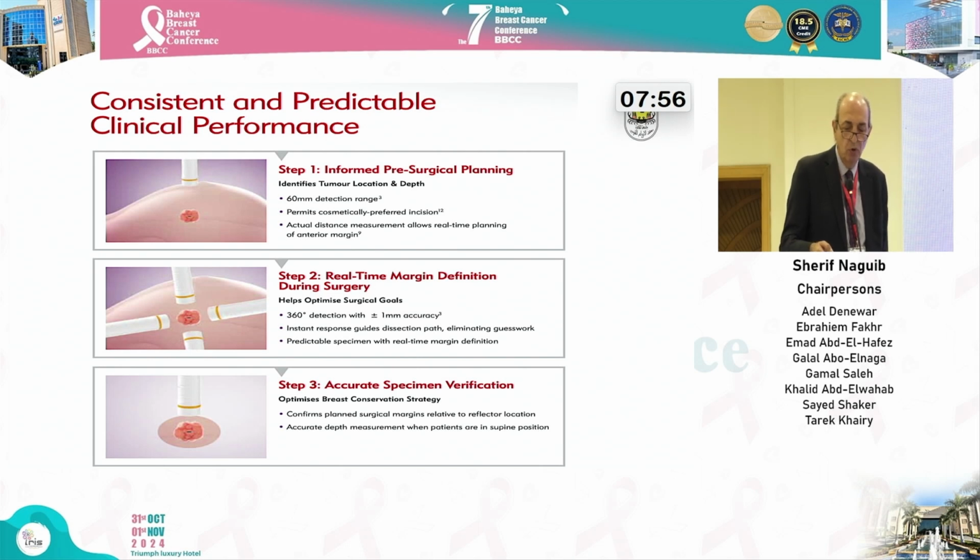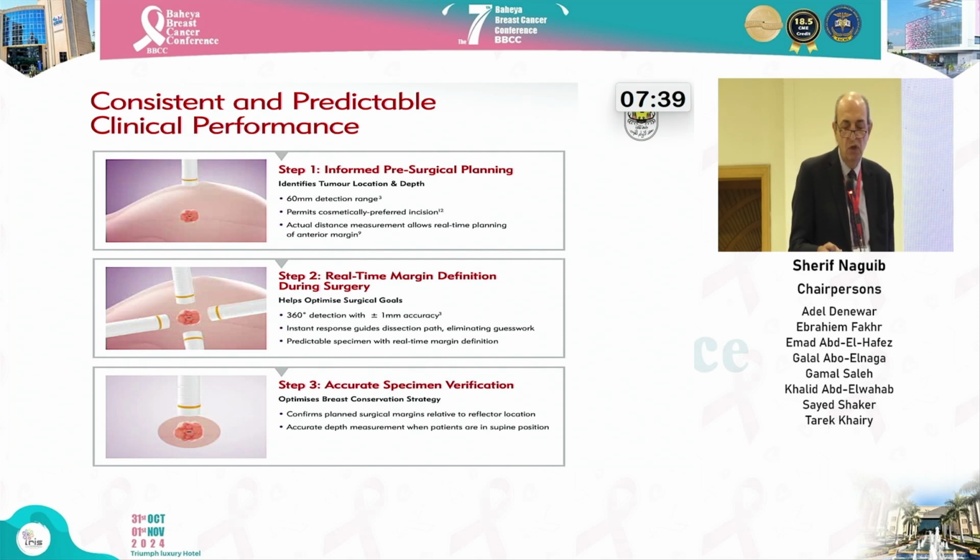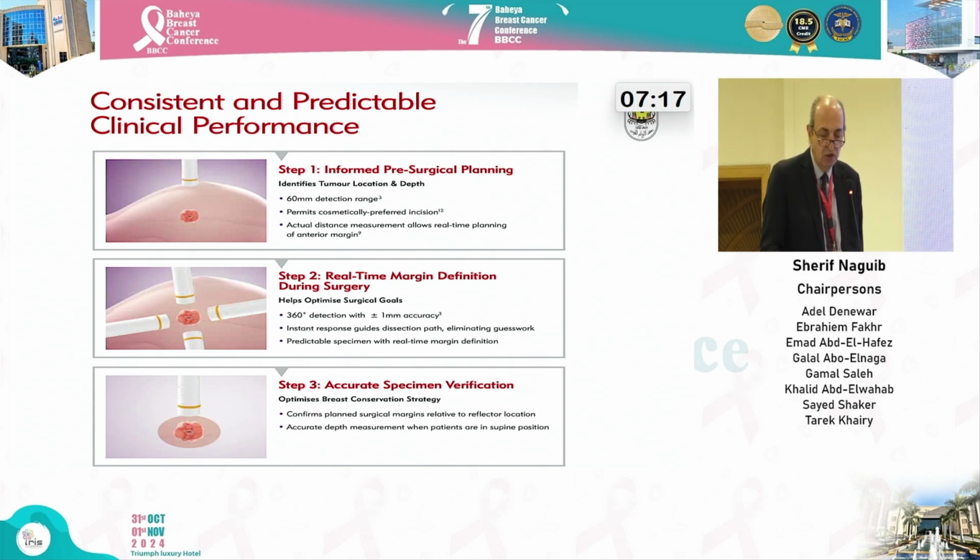Number 1, when you put the probe on the surface of the skin, you have a 6 centimeter detection range, which will permit you to put your incision in the best cosmetic site, and it will measure the actual distance to the tumor or the lesion and will allow you to plan for your anterior safety margin. After you do your incision, you put the probe inside the breast tissue, and if you turn around the lesion in all directions, you will be able to predict and define safety margins all around your lesion.